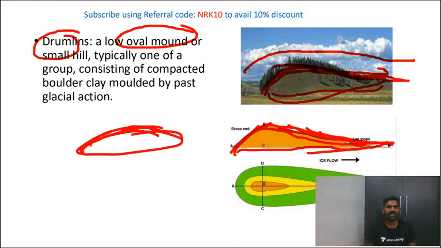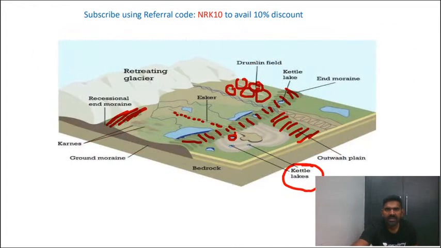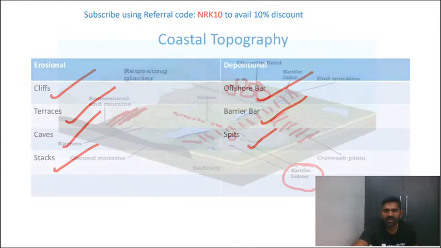Next, drumlins. Drumlins are also depositional landforms made by glaciers, which are oval shaped hills. What kind of hills? Oval shaped hills. Those oval shaped hills are called drumlins. So we see these eskers, drumlins, and moraines, all these things.